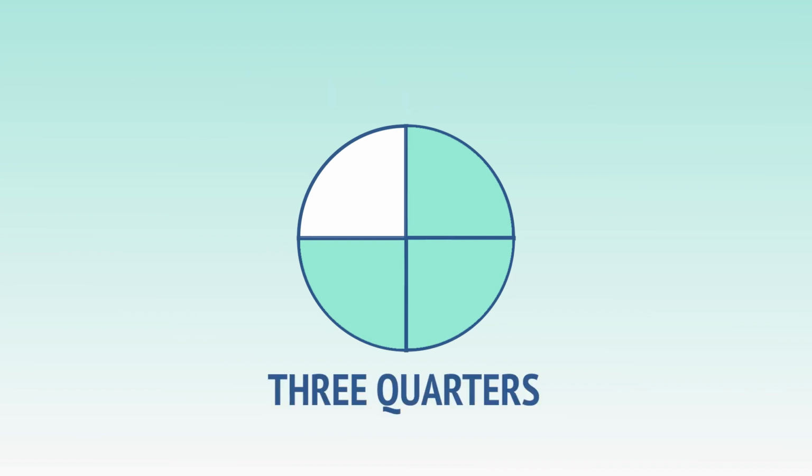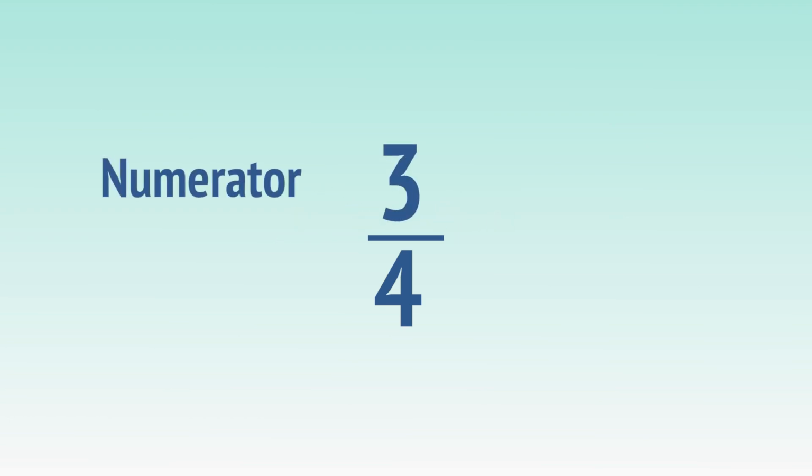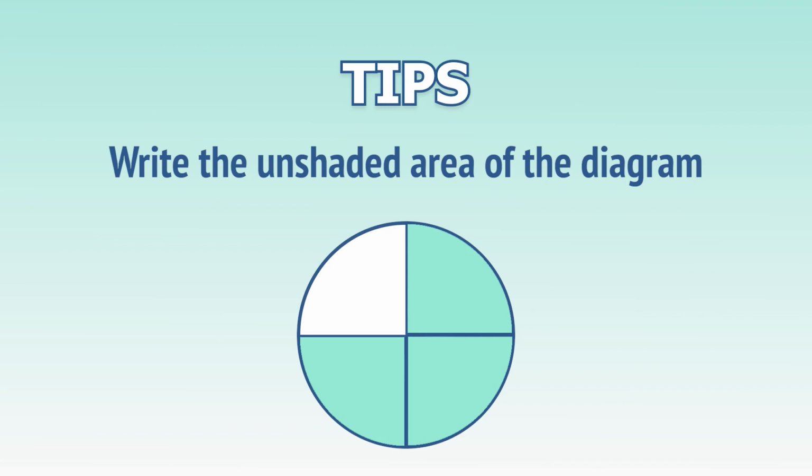But how would they write this as a fraction? The number of shaded parts of the object is 3. This is the numerator. The numerator is placed at the top of the fraction line, and the denominator is the number on the bottom. Therefore, the fraction of the shaded area as a number is 3/4. To test learner understanding, ask them to write down the fraction of the unshaded area of the diagram. Learners should be able to tell you that it would be 1/4.